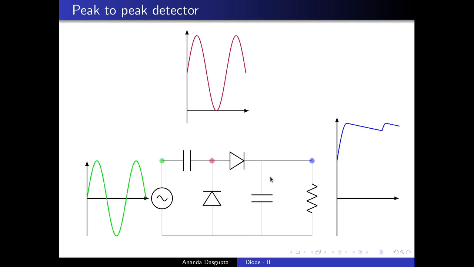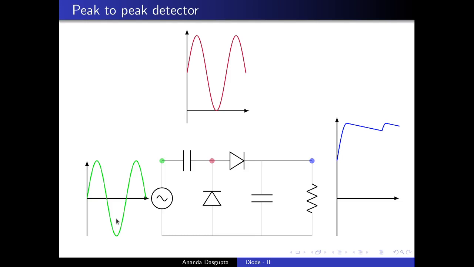In reality, if there are high frequencies involved and if the resistances are reasonably large, you're going to get a very, very small dip. But this nearly flat output voltage, what will that be? That will be the peak value of this voltage. And that will be the peak-to-peak value of the input voltage. So this circuit essentially helps you to convert an input signal to an output flat DC or nearly flat DC. And the value of the DC voltage is the peak-to-peak value of the input signal.